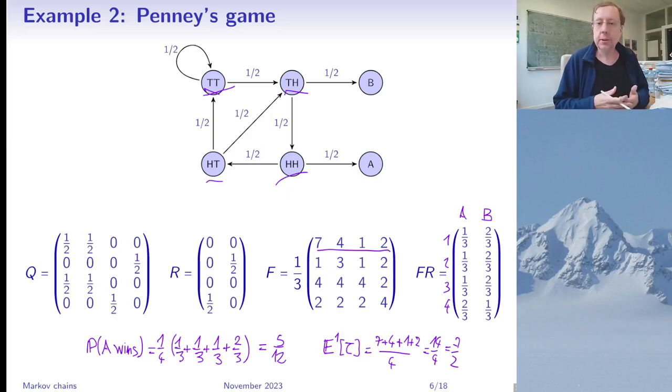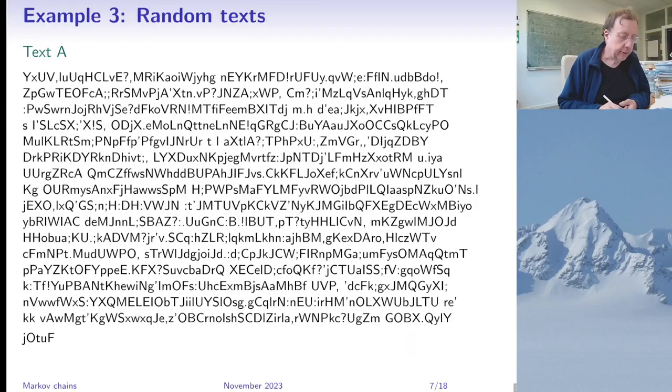So these were two examples of absorbing Markov chains. Now let's look at some other examples of non-absorbing chains. The following example is actually inspired by what Markov did in the first place. Markov was a Russian scientist who invented Markov chains to describe the generation of texts. So I think what he did is that he looked in texts at the probability that a vowel is followed by a vowel or a consonant, and the same for consonants.